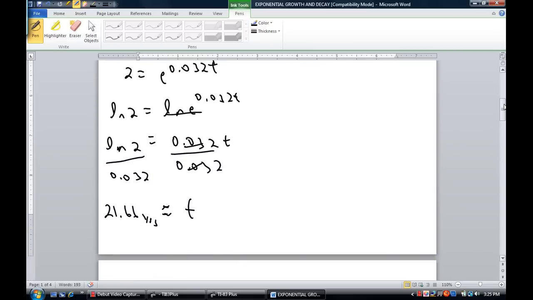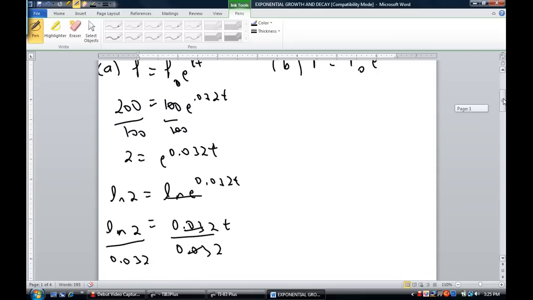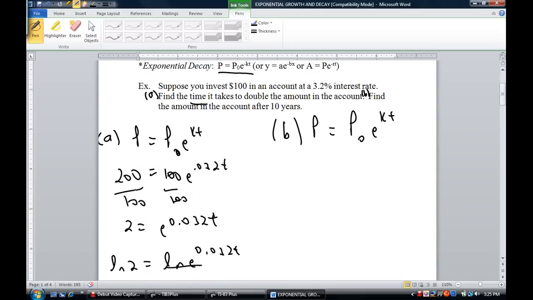Now keep this in mind. In 21.66 years, it's going to double to 200. So in 10 years, which is less than 21.66, it won't even be 200. It's going to be less than 200. So it's going to be between 100 and 200 when we do the final answer. So let's find out if we do the math correctly, and that turns out to be what it is. We know in 21 years or so it's going to be 200, but in 10 years it has to be less than 200, but more than 100, because that's what the initial value is, initial amount.